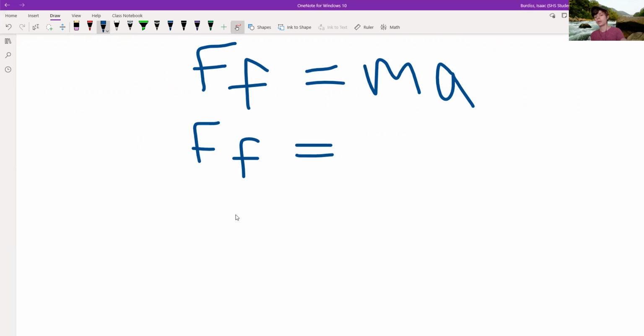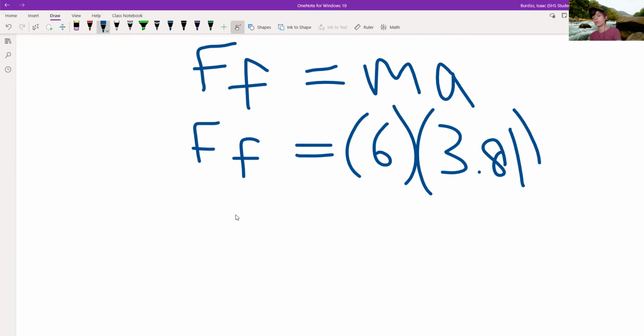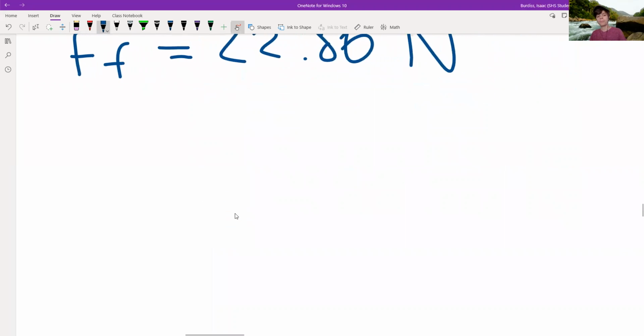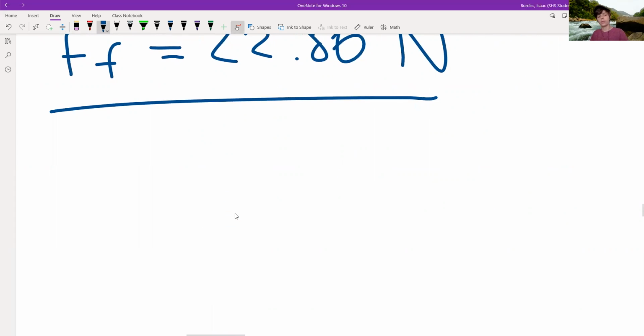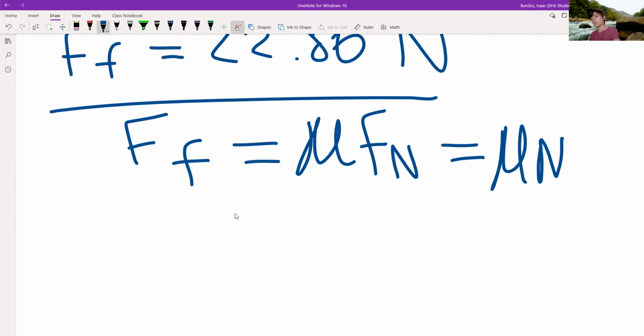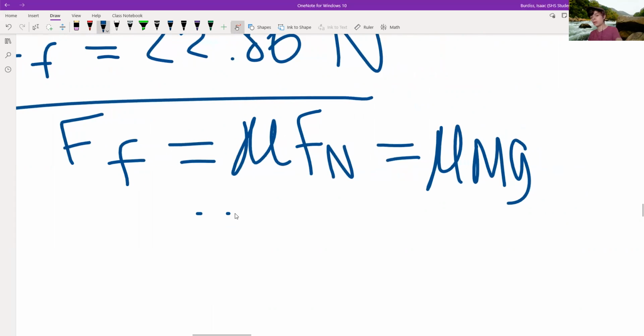So mass 6, acceleration 3.81. The friction force is 22.86 newtons. Now we know that the friction force equals this, or mu mg cosine theta.